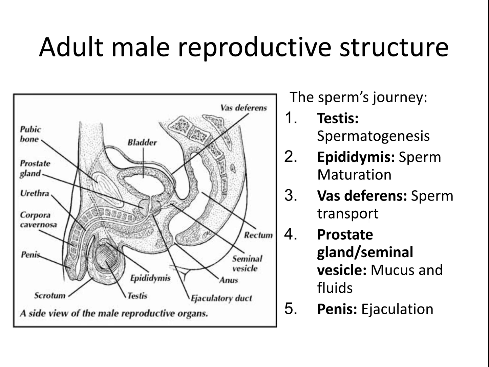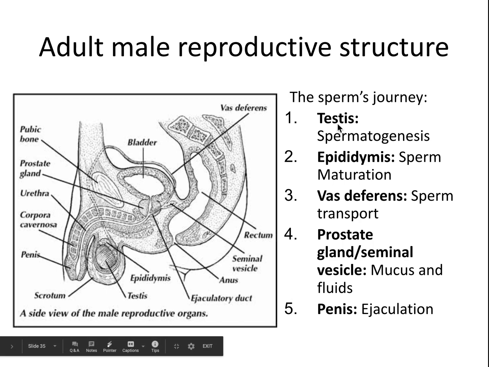So we've talked about egg and sperm and the fact that they're gametes, but we need to talk about where they come from. One of the things you'll need to be able to do on the test is identify or label on a diagram different parts of the male and female reproductive structure. So in this picture here, I've highlighted the ones you need to know. So this is following the sperm's journey.